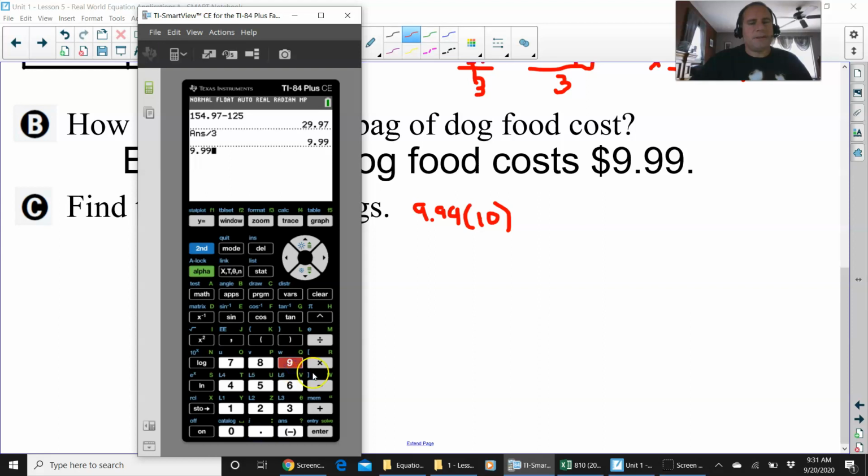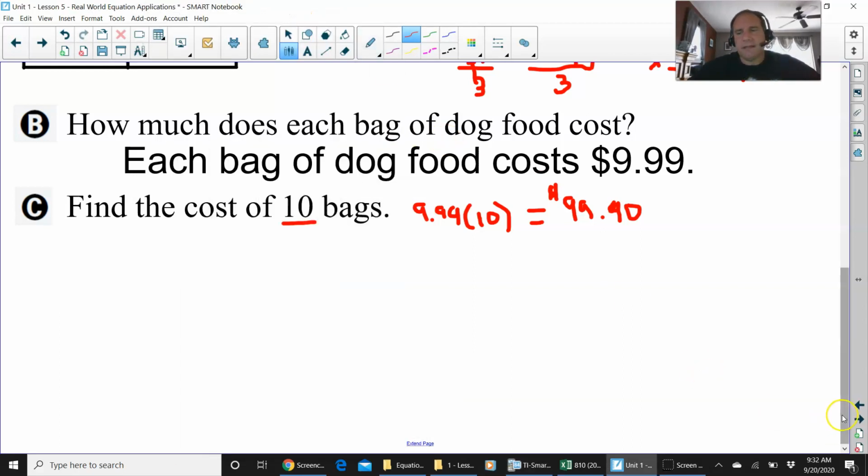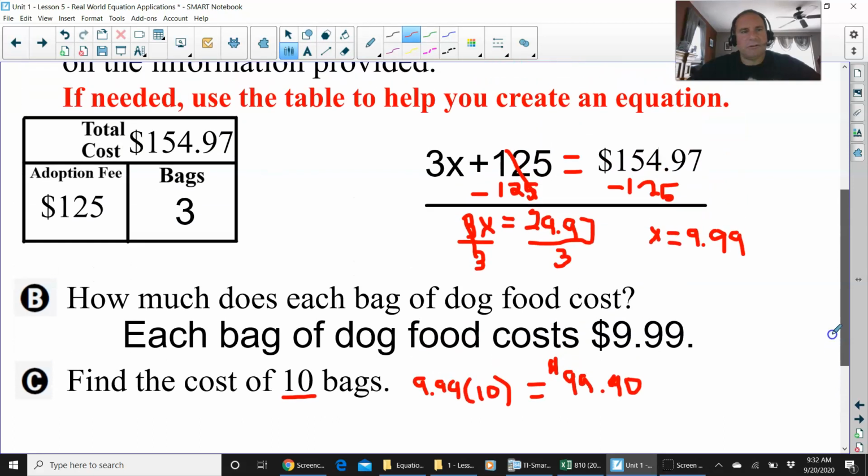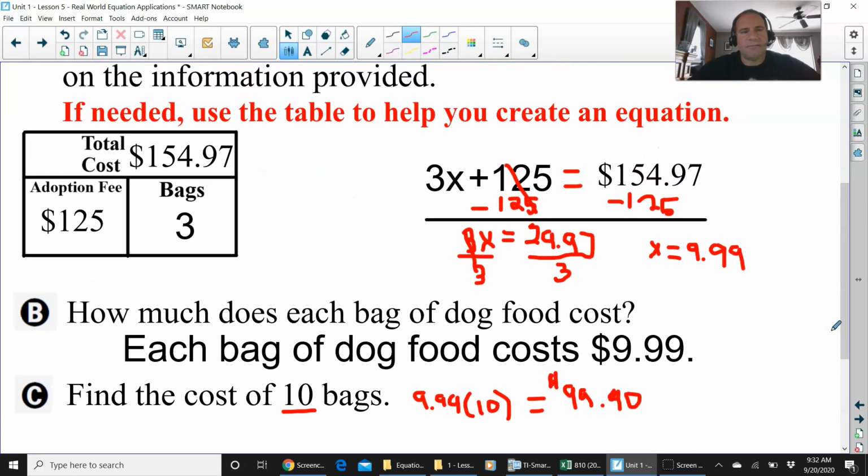$9.99 times 10, and that is 99.9. Now, you might want to put 99.9 down, but it needs something else, and that needs a 0 at the end because it's 90 cents, not 9 cents. All right, and that is $99.90 for 10 bags. That is the total question there, full credit, A, B, and C.